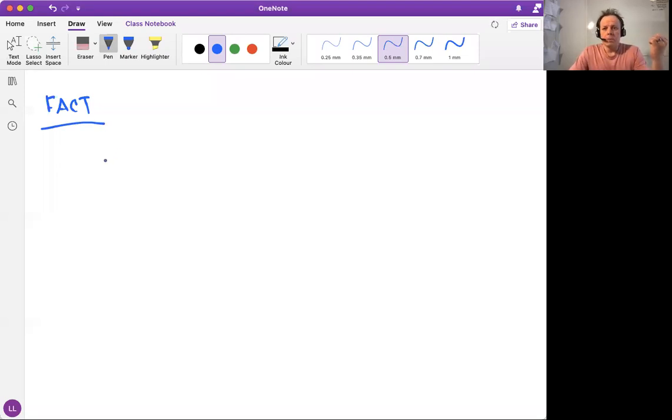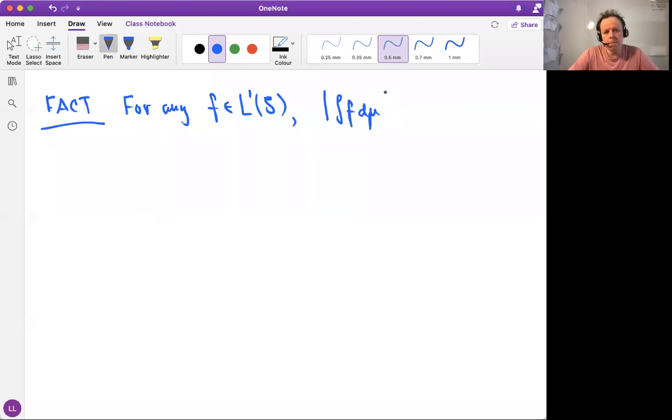One fact about signed integrals is that, let's see, how should we write it? Let's write it in this way. For any f which is an integrable function, possibly a signed function, what can we say about the absolute value of the integral? Now we know that we can do this.